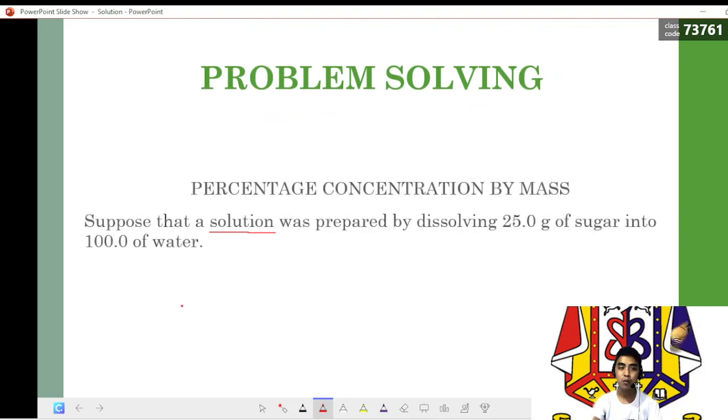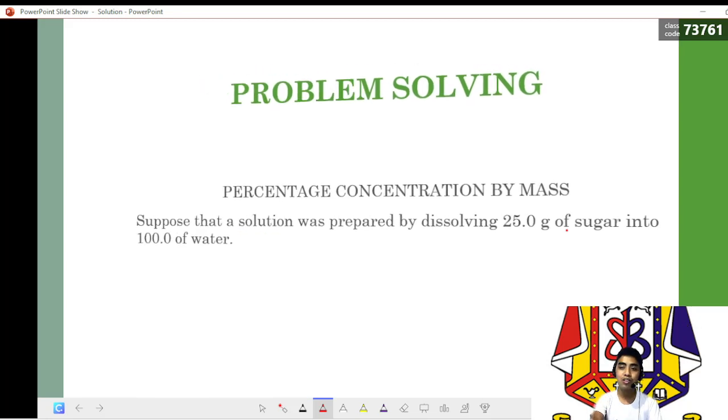Again, suppose that a solution was prepared by dissolving 25 grams of sugar into 100 grams of water. Again, wala po yung ating pong solution. So you're going to use the solute here, which is the 25. Remember that the solute is less than the solvent. So this is your solute and you need to find your solution. Then use the solution sa ating pong mass of solution. Then, the solute will still be the same, which is 25 grams. Then divide it by the solution, multiply it by 100, and you will get the correct answer.